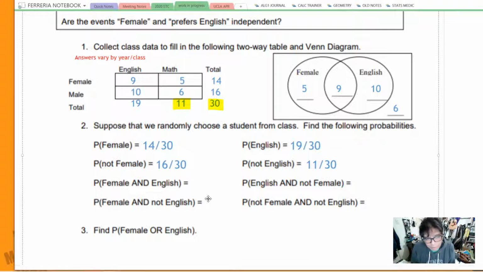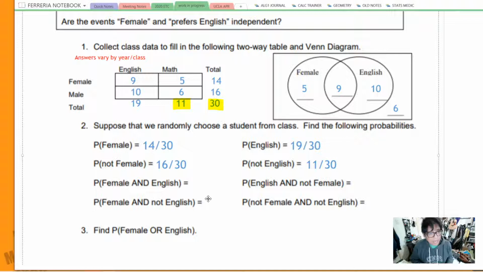Now I hope that you've seen the pattern that if it's just a single event going on here, female, English, not female, not English, then we looked exclusively at the marginal totals. And so in that case, it's a lot easier to look at the two-way table than at the Venn diagram. Let's take a look at the other ones.